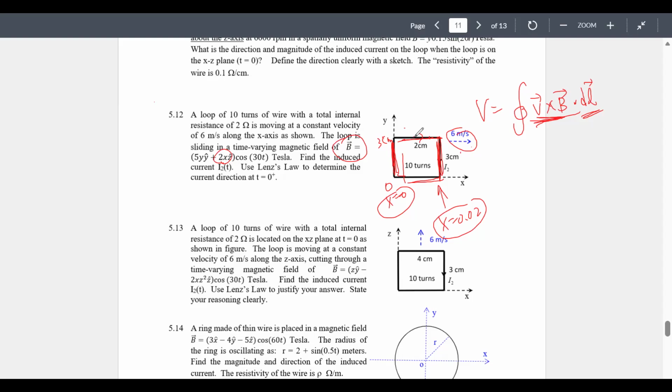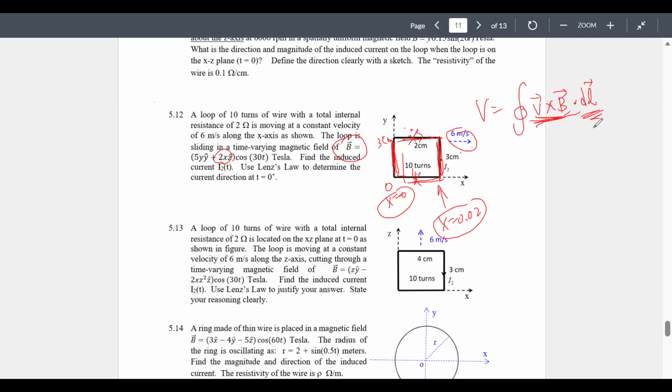V cross B would be in or out of the page. And when you dot onto dl, that's when you get zero. If you think so, by all means. How you do your math, I don't really care, but I think what I have told you to do is a lot easier and simpler.